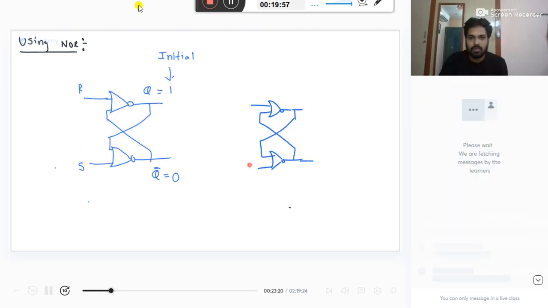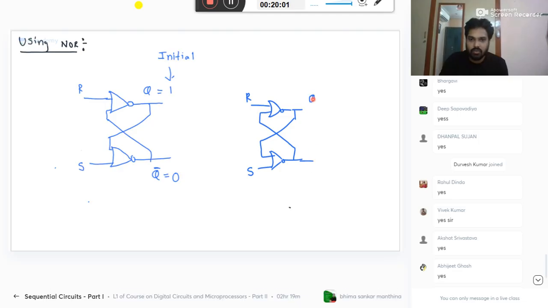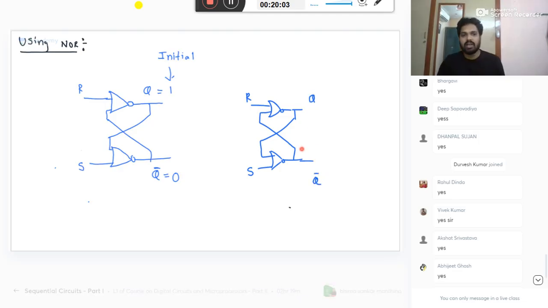S, R here, Q, Q bar. In the SR NOR latch, that S will come in the bottom. The reason will be explained, just keep some patience.